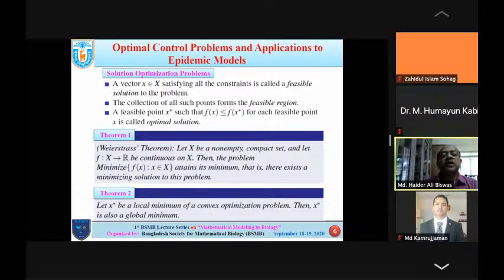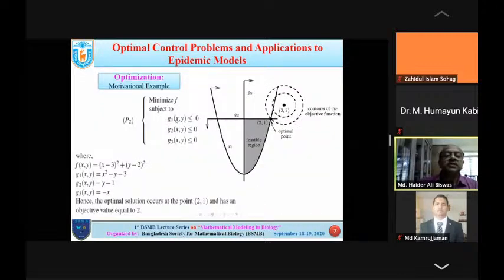And here is another important motivational example. One can see we should minimize a function f subject to three inequality constraints, g1, g2 and g3. G1 is a function which describes a parabola, and g2 and g3 both describe a straight line. Counting all these, there are a lot of feasible solutions in the shaded area, as you can see. But we only have the optimal solution at the point (2, 1), because we want to minimize our objective function, and only this point (2, 1) is the solution for this optimization problem. So this is the basic idea of an optimization problem.